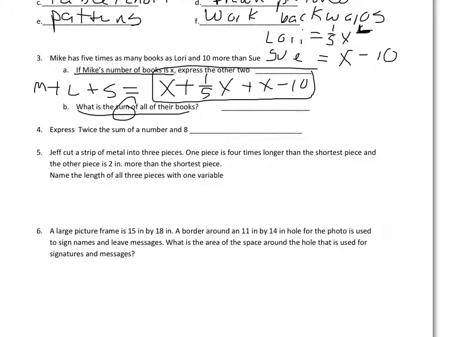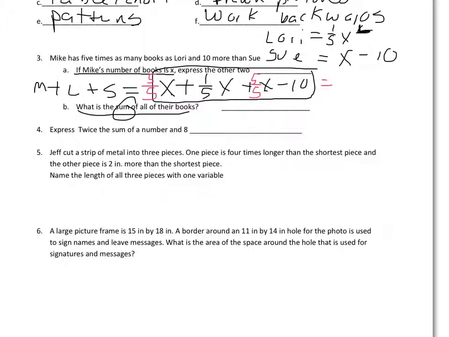Now, one thing we could do is combine some of these terms. If we have x plus another x plus 1/5 x, we're going to need a common denominator to add these together. Because x is 1x, we can make it 5/5 x for our common denominator.